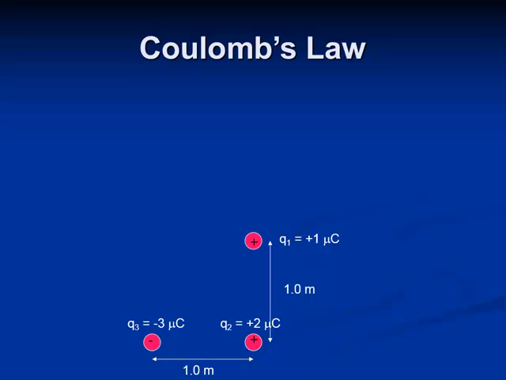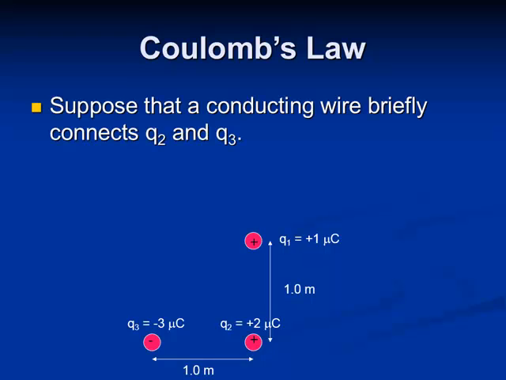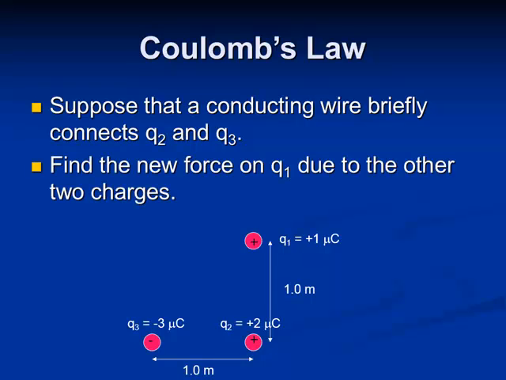I'm going to change up one little part of it. Let's say that now we momentarily connect Q2 and Q3. Those are the charges at the bottom there. What would happen if we momentarily connected them together with a wire, and then we take the wire away? So we connect them together just for an instant, then we take the wire away. And the problem says find the new force on Q1 due to the other two charges.